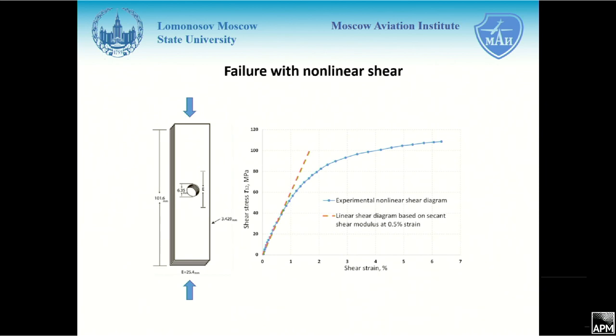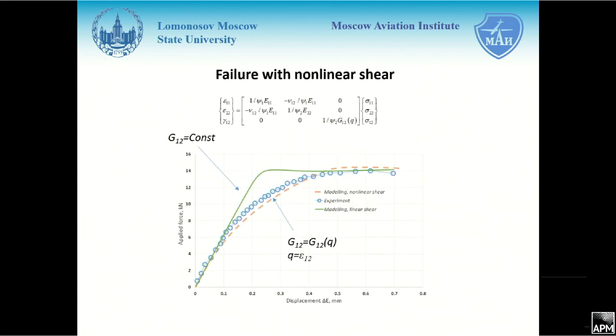And now I come back to an example that was discussed in the previous part of this presentation, the compression of a strip with open hole, and some discrepancy between the experimental dependency of compressive load and displacement and theoretical prediction was observed. You can see here the shear stress strain diagram, and you can see here now the result of the comparison between the results of numerical simulation and the experiment, the results of experimental studies.